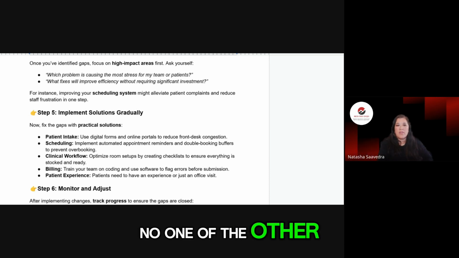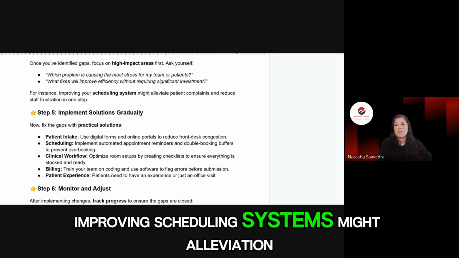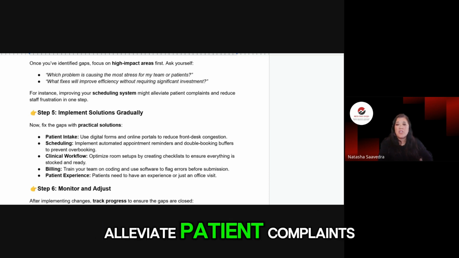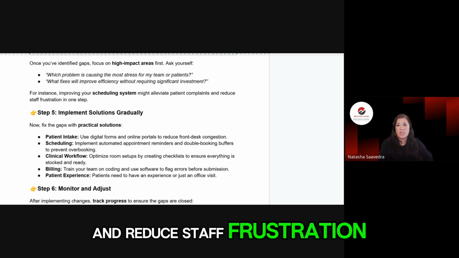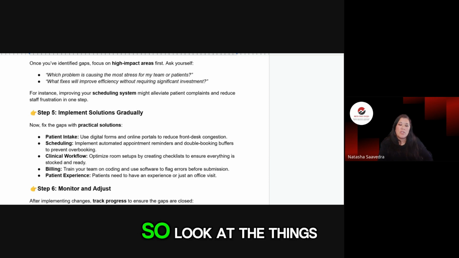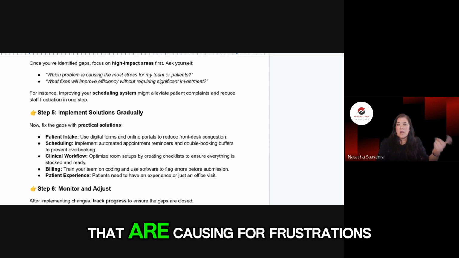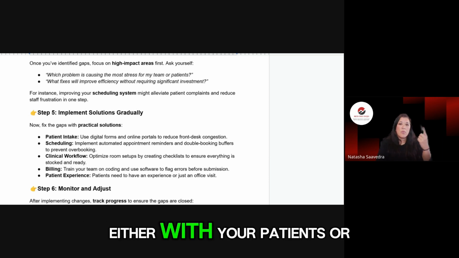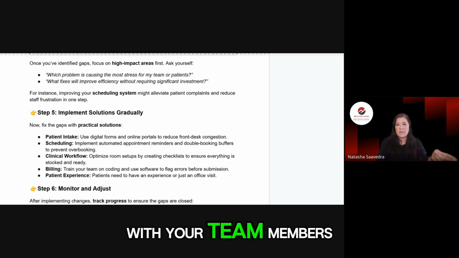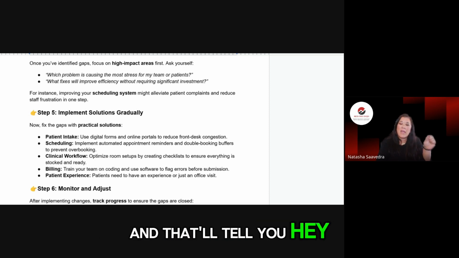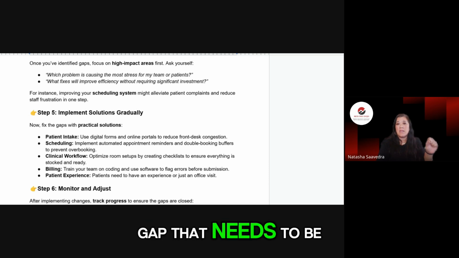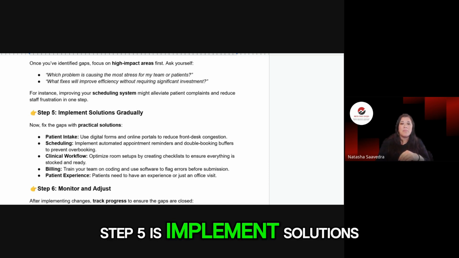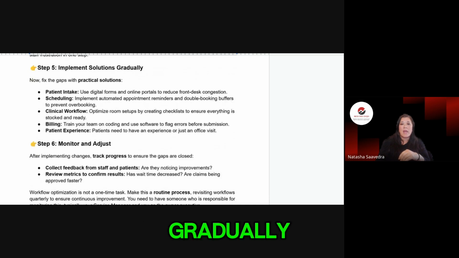So one of the other things is that improving scheduling systems might alleviate patient complaints and reduce staff frustration for sure. Look at the things that are causing frustrations, either with your patients or with your team members. And that'll tell you, hey, this is where there's a gap that needs to be fixed. Step 5 is implement solutions gradually.